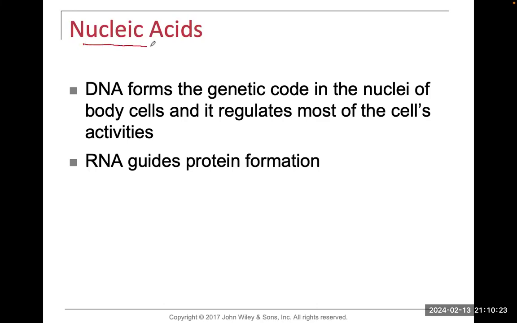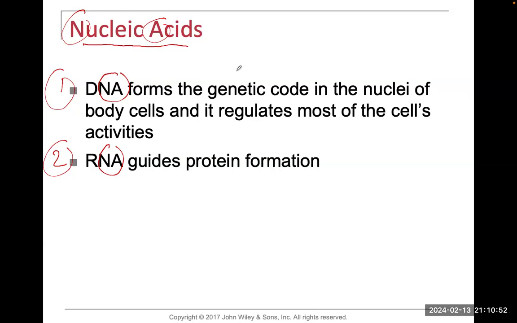And when we think of nucleic acids, you're going to be thinking right away of two things. You're going to be thinking of DNA and RNA. The NA is for nucleic acid. The D is for deoxyribose. So DNA is deoxyribose nucleic acid, and RNA is ribose nucleic acid.